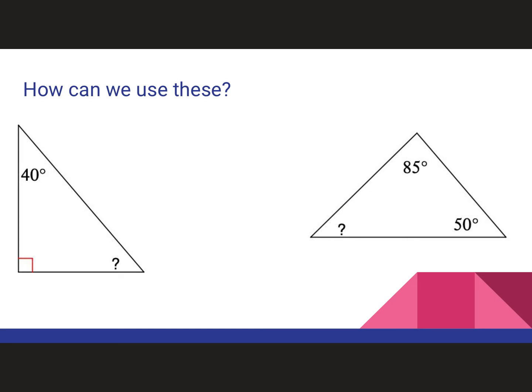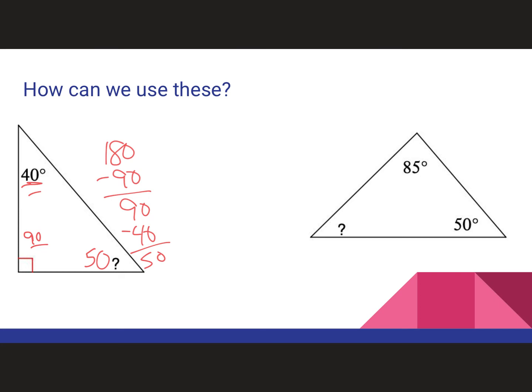So how could we use this? Well, here's two triangles. This one on the left, I have a 40-degree angle. Remember, this box means it is a 90-degree angle. So if that's 90 and that's 40, what's this? I can do 180 minus 90 gives me 90. Minus 40 gives me 50. So this is 50 degrees because 50 and 40 and 90 equal 180.